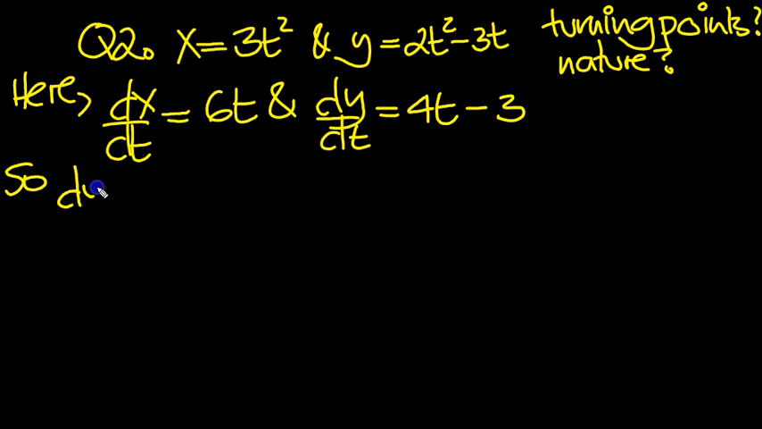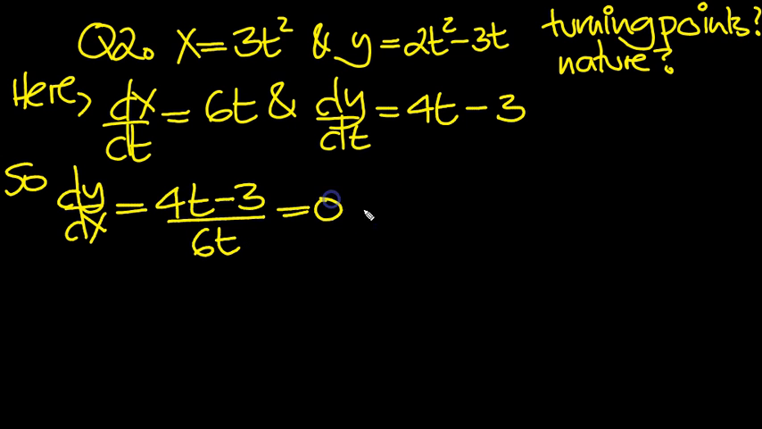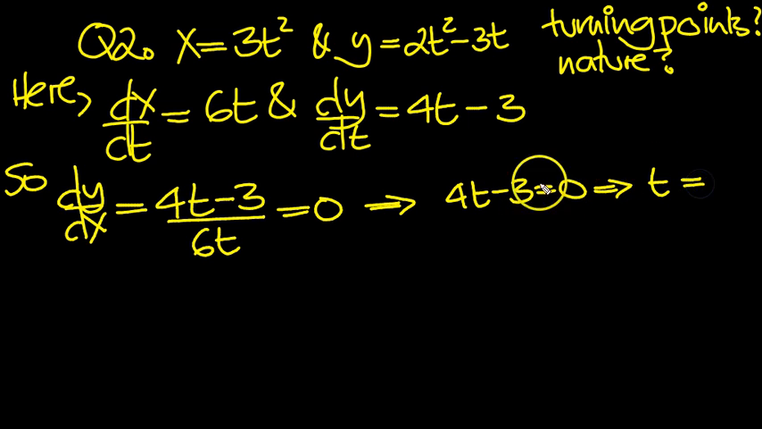So dy/dx then is equal to dy/dt divided by dx/dt, so it's 4t minus 3 divided by 6t. Let that equal 0. That equals 0 when 4t minus 3 equals 0. And that tells us that t is equal to, move the 3 over, and then move the 4 from times down to divide on the other side. We can do those 2 steps one after the other in one fell swoop. t equals 3/4.